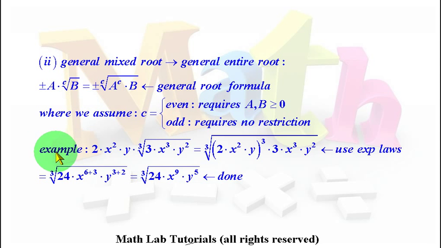Okay, so let's look at an example here. We have 2x squared dot y dot cube root 3x cubed dot y squared. We identify the 2x squared dot y as the multiplier a. That'll be the good guy. And then we get cube root. So the contents, or the argument, of the cube root we identify as b. So 3x cubed dot y squared will be the b.